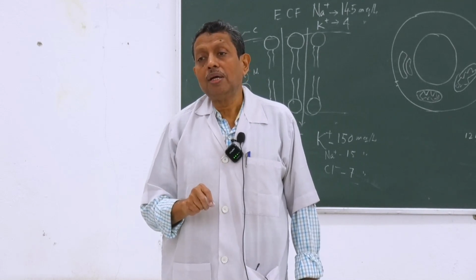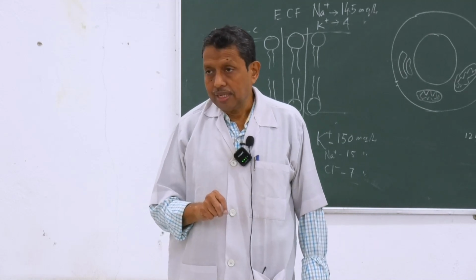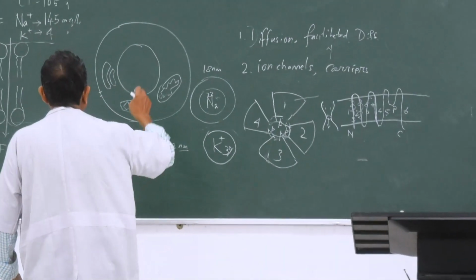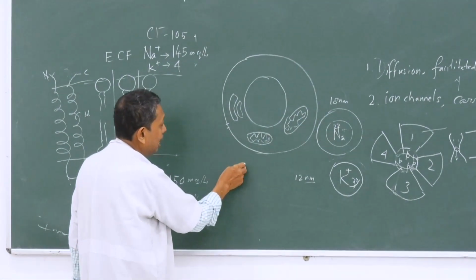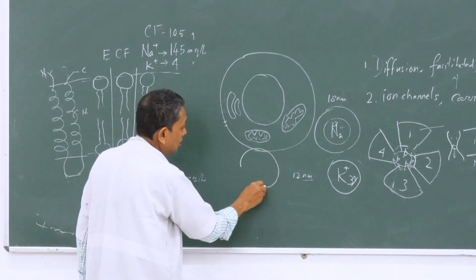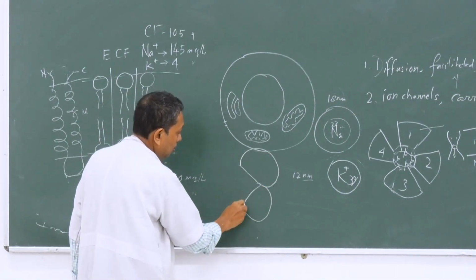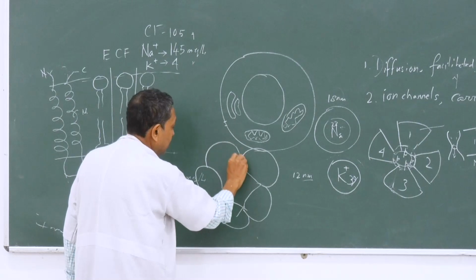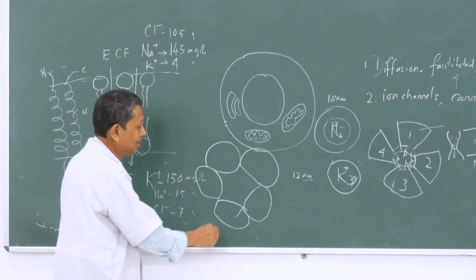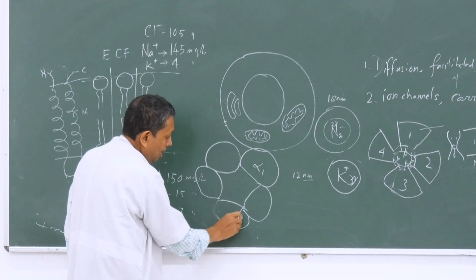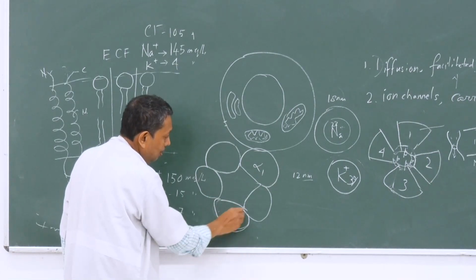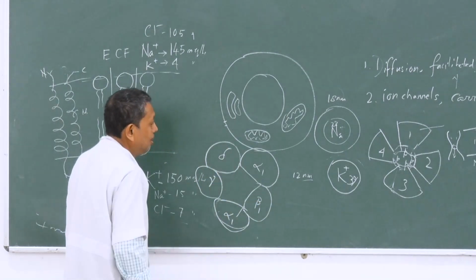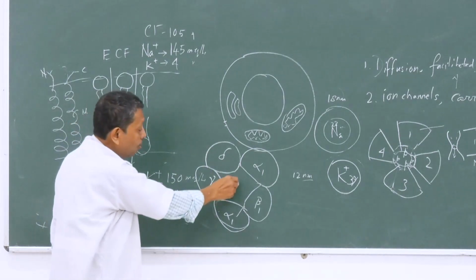It is a typical example of ligand gated channels, and is composed of 5 subunits. These 5 subunits come together to form this. Suppose there is alpha 1 and another alpha 1, beta 1, gamma, delta or epsilon in some cases, and they form this pore.